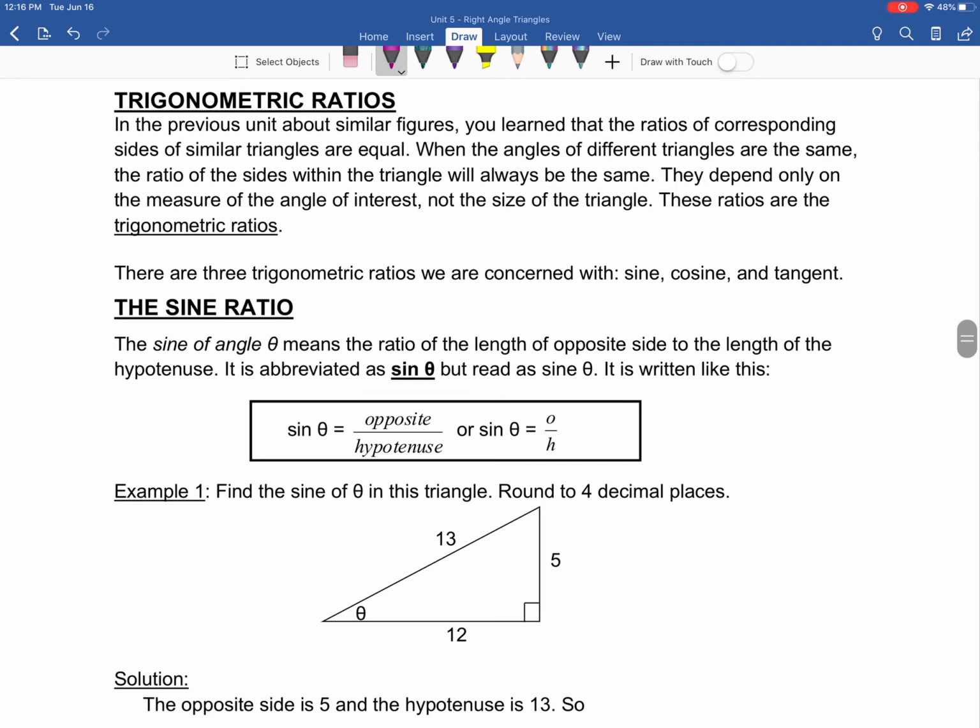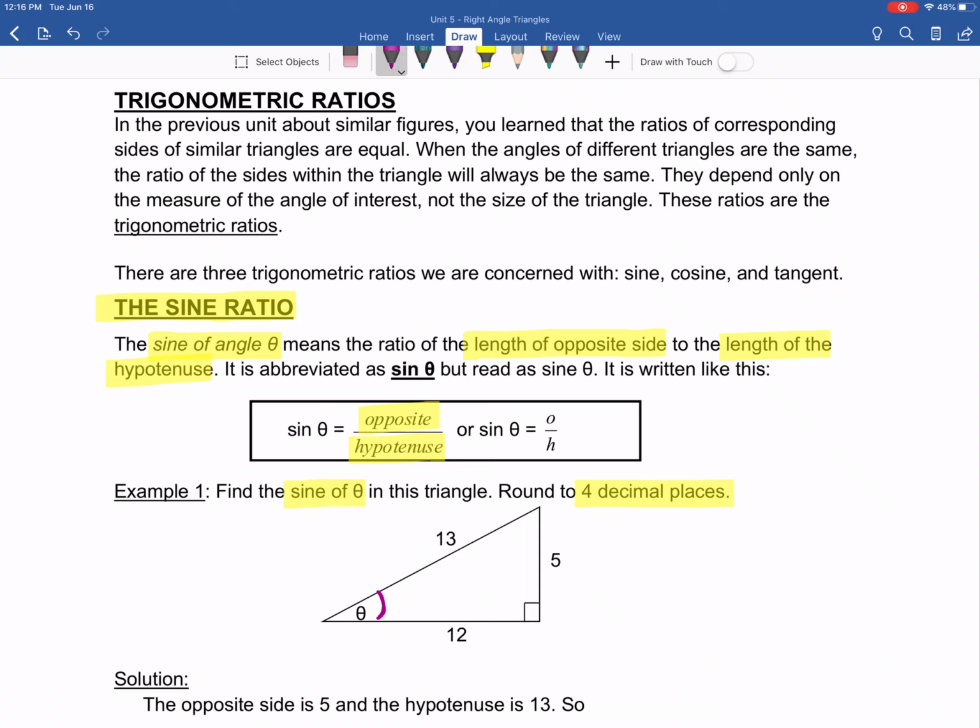The first trig ratio which we will learn today is the sine ratio. Sine of angle theta means the ratio of the length of the opposite side to the length of the hypotenuse. So in this case, we represent sine theta as the opposite side divided by hypotenuse, or we can also use O over H. So I have a triangle in here in which theta is there. This is the angle theta. I have the three sides 13, 5, and 12. I have to find sine theta of this triangle, and I have to round it to 4 decimal places.